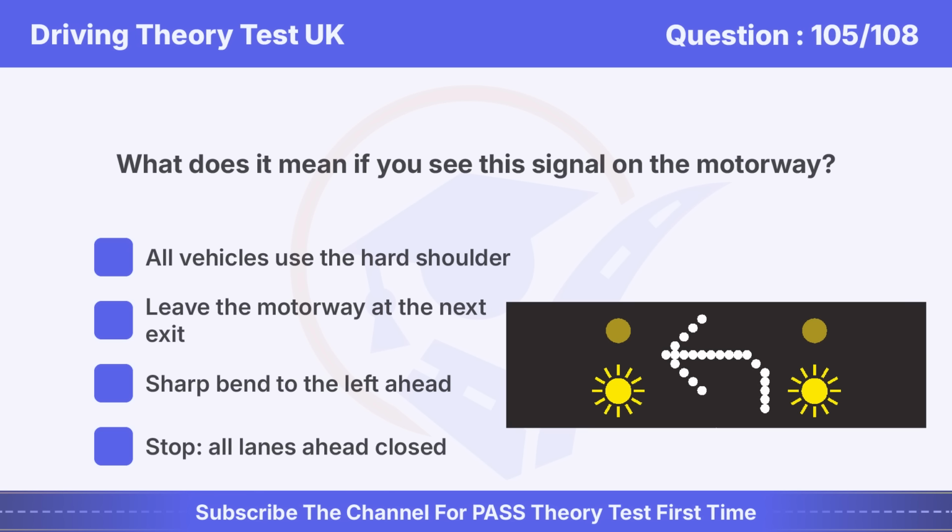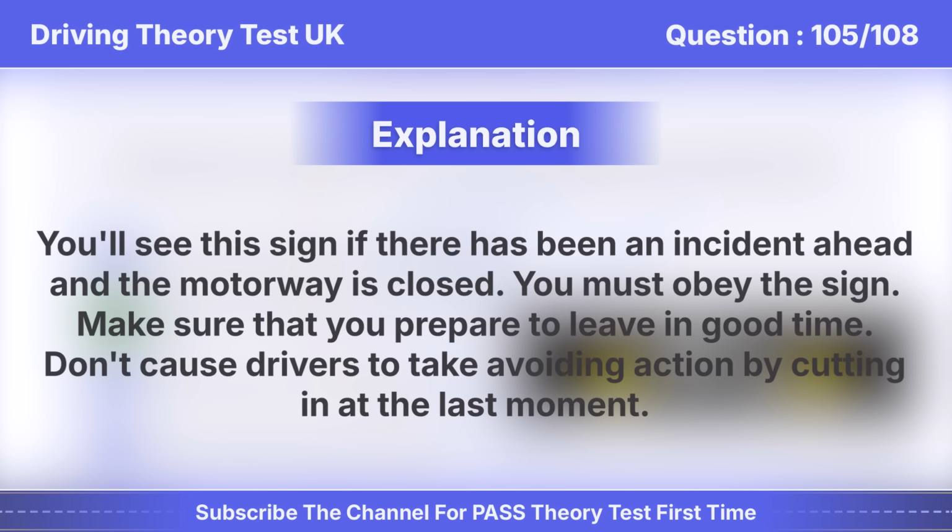Question 105. What does it mean if you see this signal on the motorway? Answer is B. Leave the motorway at the next exit. You'll see this sign if there has been an incident ahead and the motorway is closed. You must obey the sign. Make sure that you prepare to leave in good time. Don't cause drivers to take avoiding action by cutting in at the last moment.